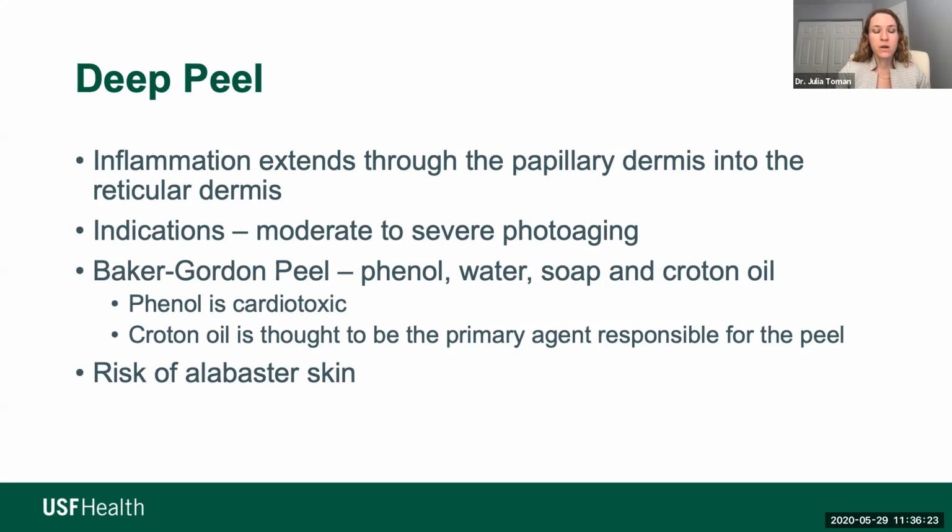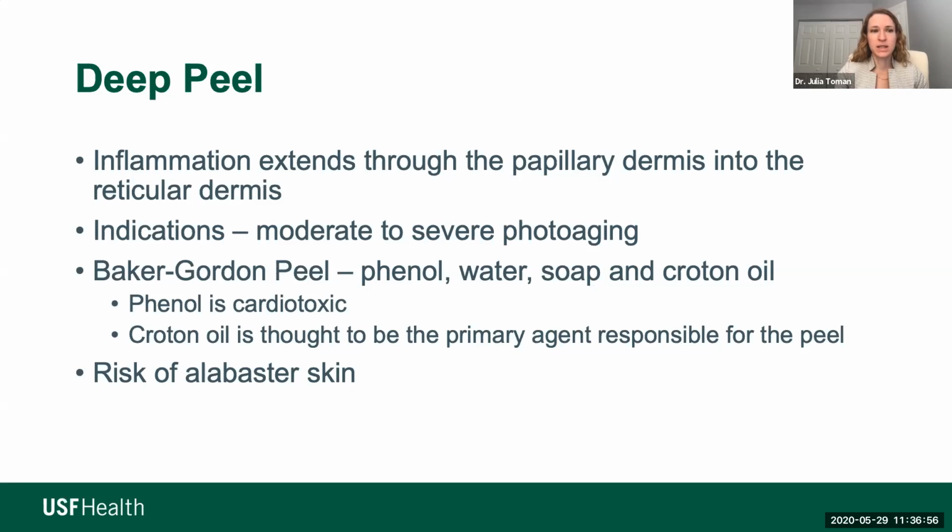And the other factor is that through a series of experiments, it was determined that actually the primary agent responsible for the peel is croton oil, not the phenol, as was previously thought. The big risk with these deep peels is the risk of alabaster skin, and when these were commonly being used, you would get this porcelain white shiny appearance to the skin sometimes. It was very pathognomonic for having used a deep peel.